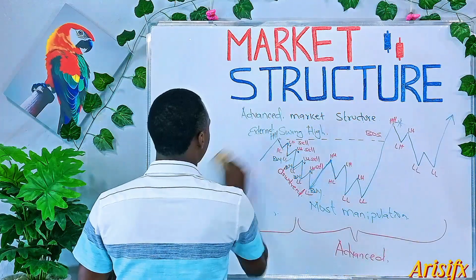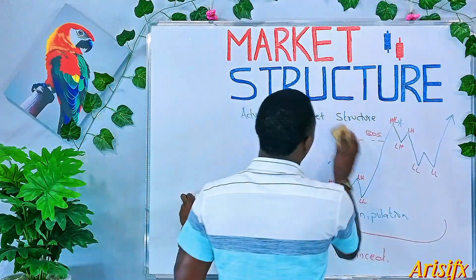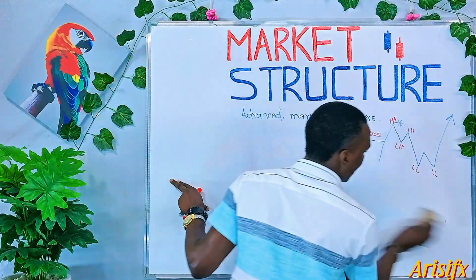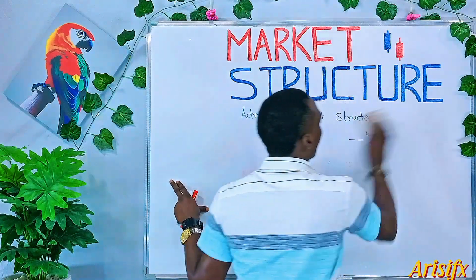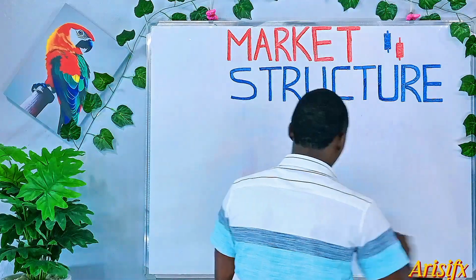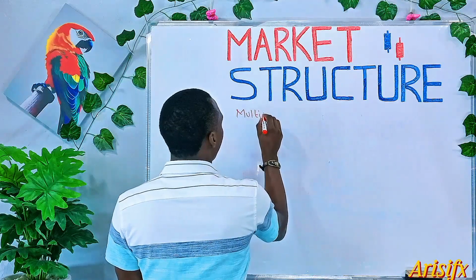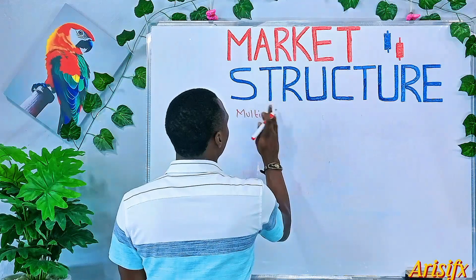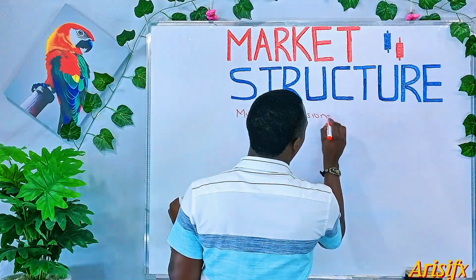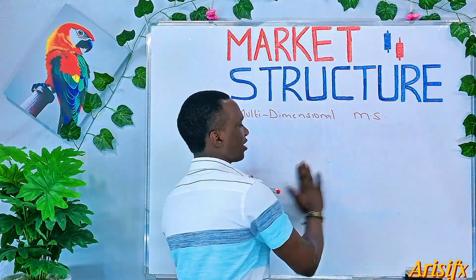structure. Okay, so if we are done with this, I'm going to rub and illustrate the multi-dimensional market structure. So what is the multi-dimensional market structure? From the word you hear multi, meaning multiple, more than one, the multiple dimension market structure. So what is the multi-dimensional market structure?